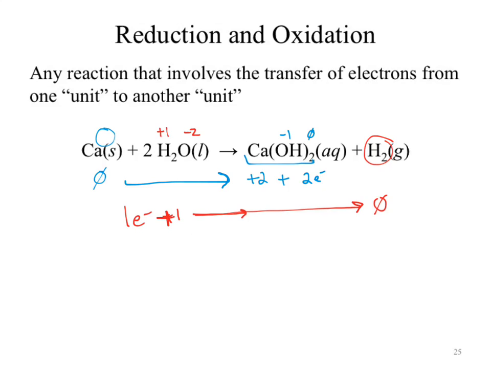If we look at our blue circumstance, that was a loss of electrons. That loss of electrons is referred to as oxidation. The gain of electrons for our hydrogen is referred to as reduction. So when we talk about these reactions, you'll almost always hear them referred to as redox reactions. And that's because if we do a reduction, we have to do an oxidation.